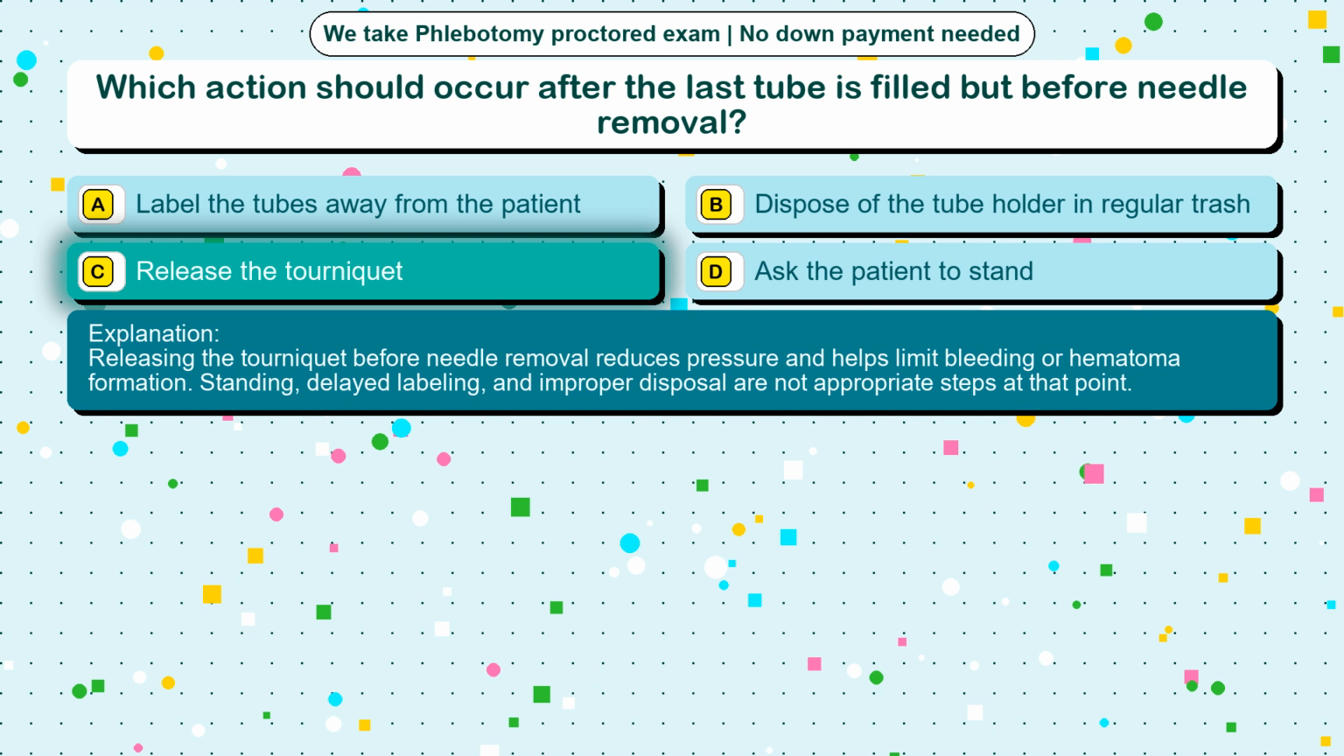Releasing the tourniquet before needle removal reduces pressure and helps limit bleeding or hematoma formation. Standing, delayed labeling, and improper disposal are not appropriate steps at that point.